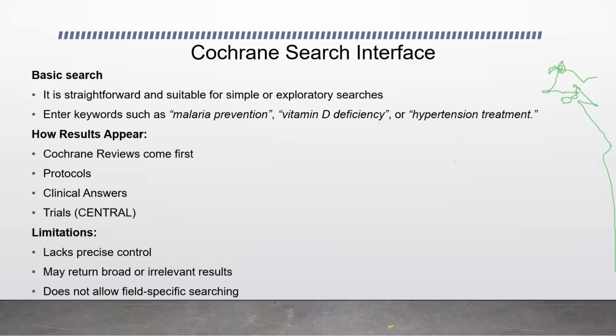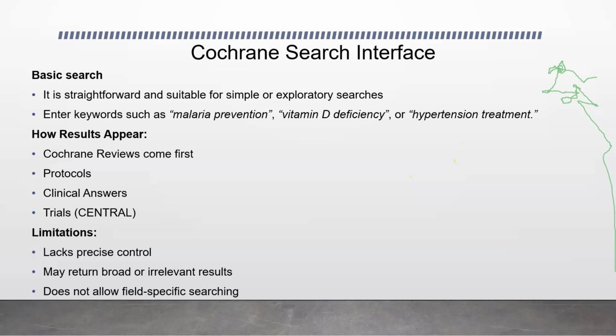So now let's look at the Cochrane search interface. What it is composed of. The same as in PubMed, the Cochrane has two types of searches. It has a basic search, which is straightforward and suitable for simple and exploratory searches.